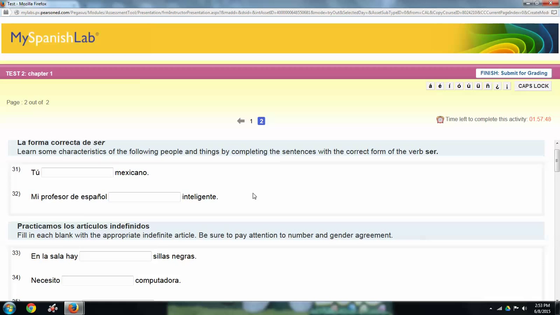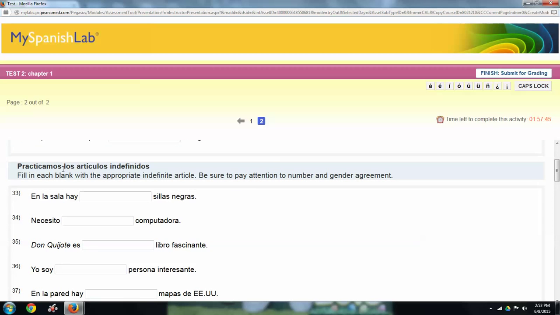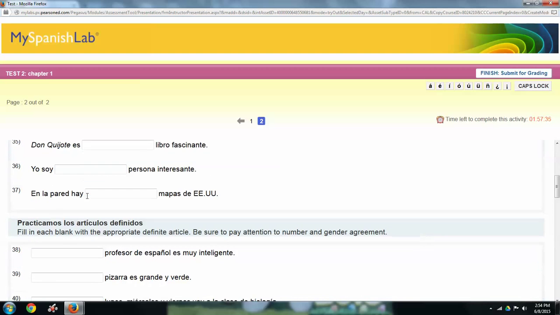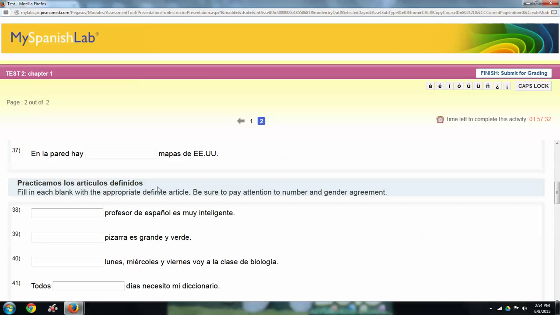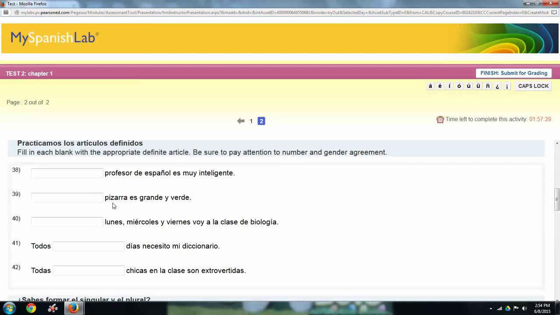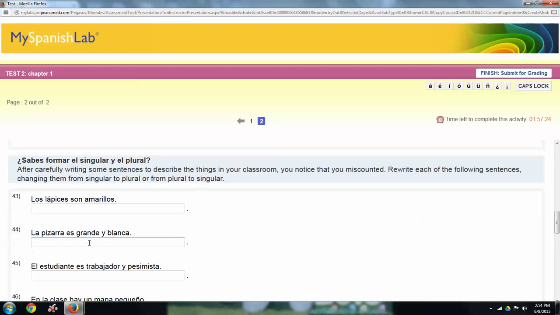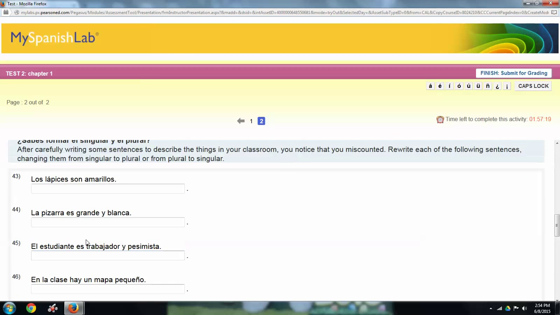Okay, and then down here, the next one, you're going to practice your indefinite articles. Those are your un, una, unos, unas. You'll plug in one of those in the sentences below. Then down here, it's the artículo definido. That's your el, la, los, and las. So you'll read these sentences and plug in either el, la, los, or las. Here it says sabes formar el singular y el plural. So some of these sentences are plural, some are singular. You're going to be switching back and forth. If this sentence is plural, you're going to change it so that it's singular, and if the sentence is singular, you're going to make it plural.